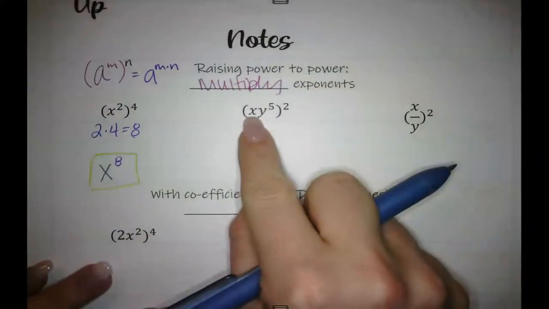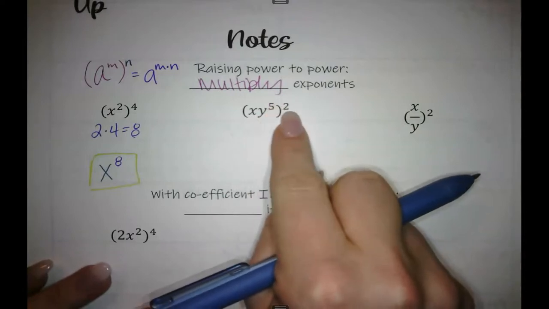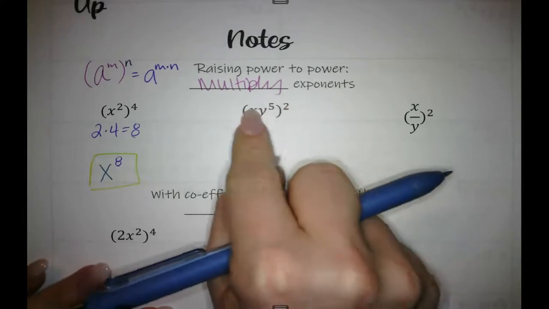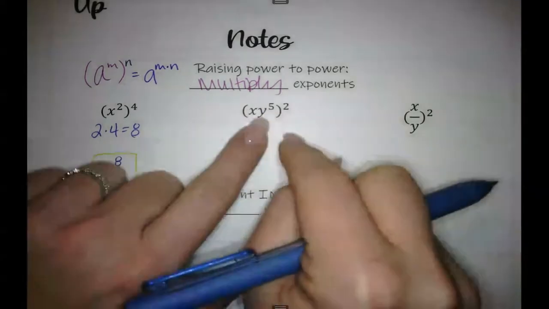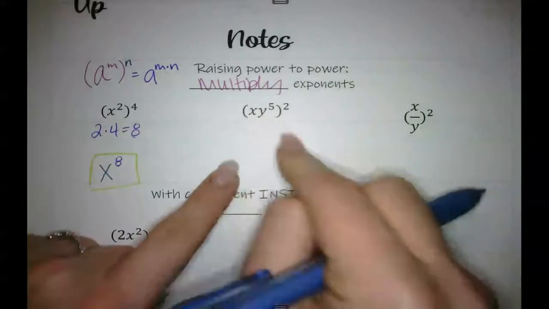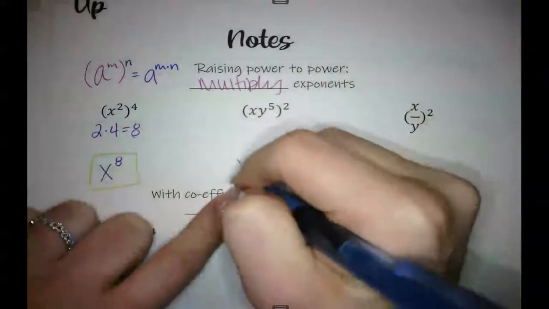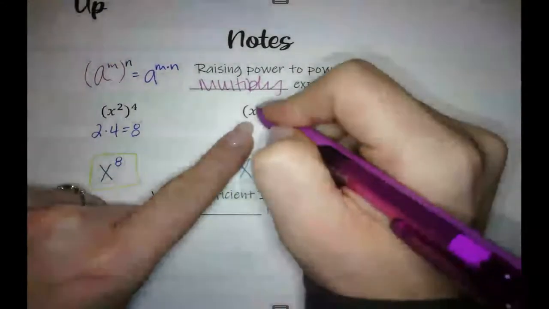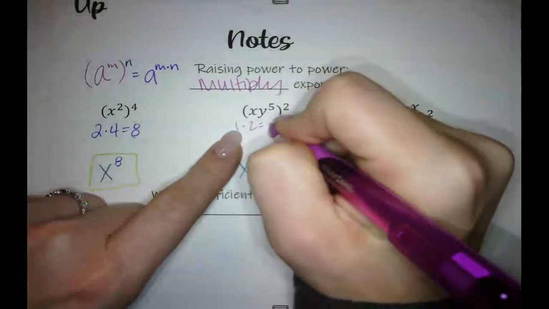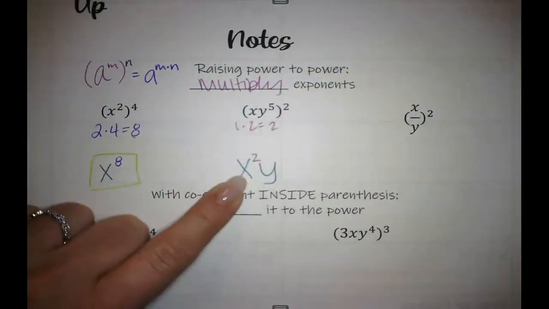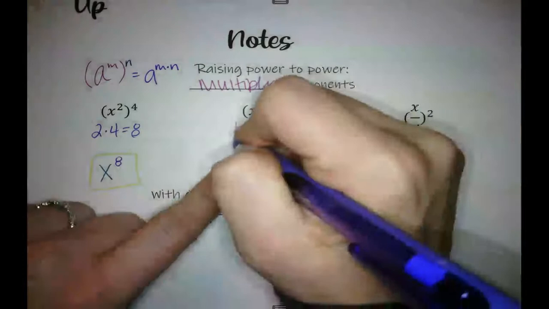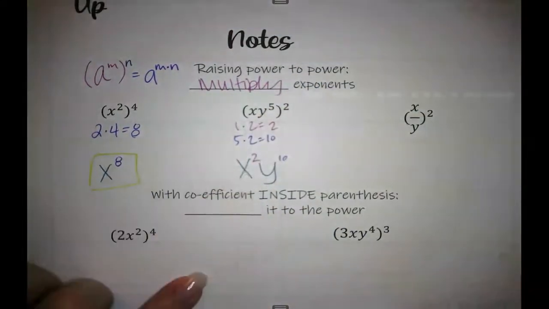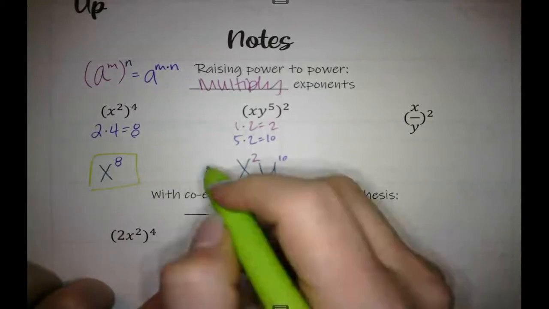Okay, here we have x, y to the 5th, squared. So we're going to multiply each of these separately because my x and y cannot be combined. So we've got x and y, and we need to find these exponents. Right now we've got x to the 1 times 2, that's 2, so it'll be x squared. And then we've got y to the 5th times 2, that's 10, so that will be y to the 10.